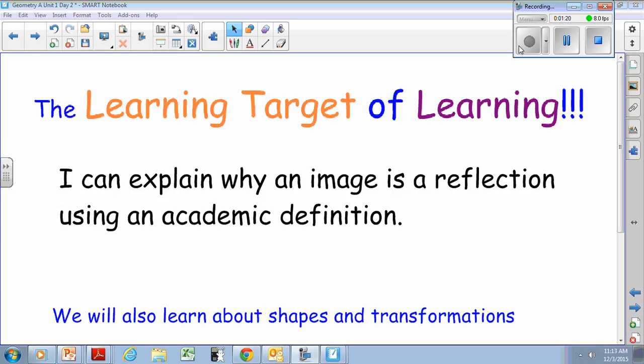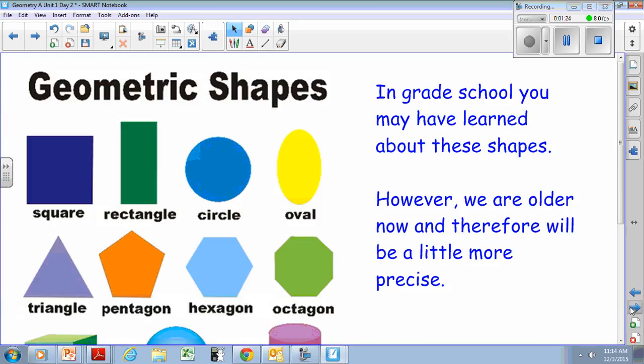Let's keep going. What's on the next page? Geometric shapes. Let's see what we got here. In grade school, you may have learned about these shapes. However, we are older now, and therefore we'll be a little more precise.